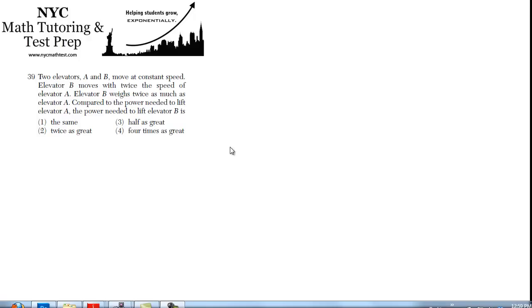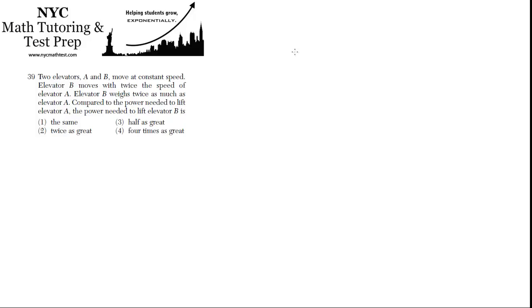39, two elevators, A and B, move at constant speed. Elevator B moves with twice the speed of elevator A. Elevator B weighs twice as much as elevator A. And compared to the power needed to lift elevator A, the power needed to lift elevator B is the same, twice as great, half as great, or 4 times as great.